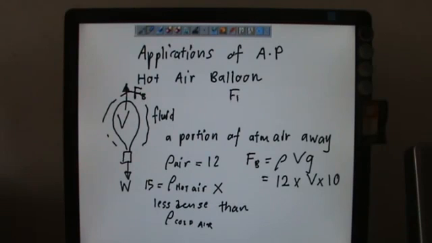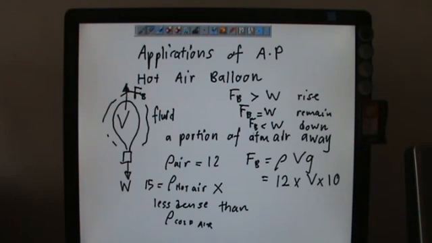So if your FB is actually more than the weight, it will rise up. If it is the same, therefore it will remain stationary, not moving up, not moving down. Okay. What if the FB is less than the weight of the basket? So you actually go down.